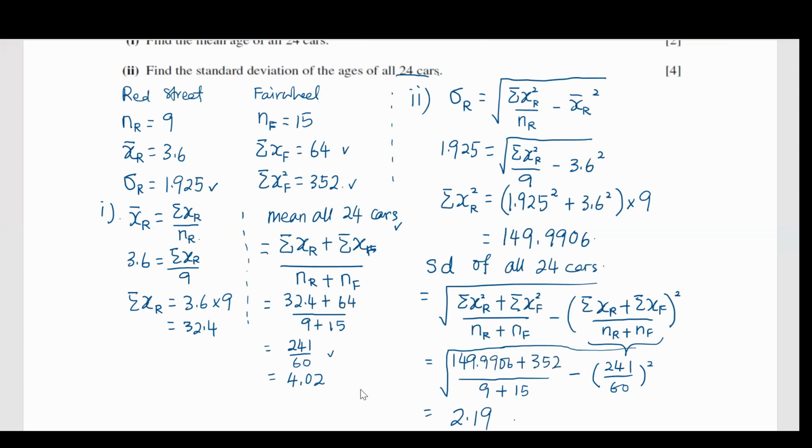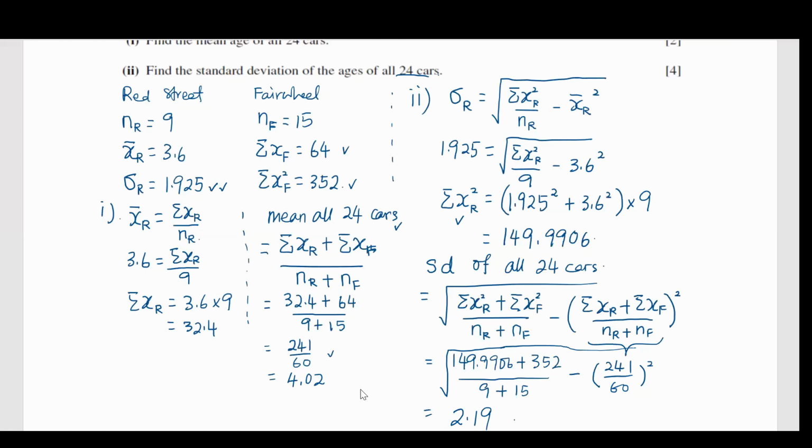Okay, so that is the standard deviation of all 24 used cars. But first, you must get the sigma x squared for Rake Street, as you are given the standard deviation by the question. Okay, so this is how we find the mean and standard deviation for combined sets of data.